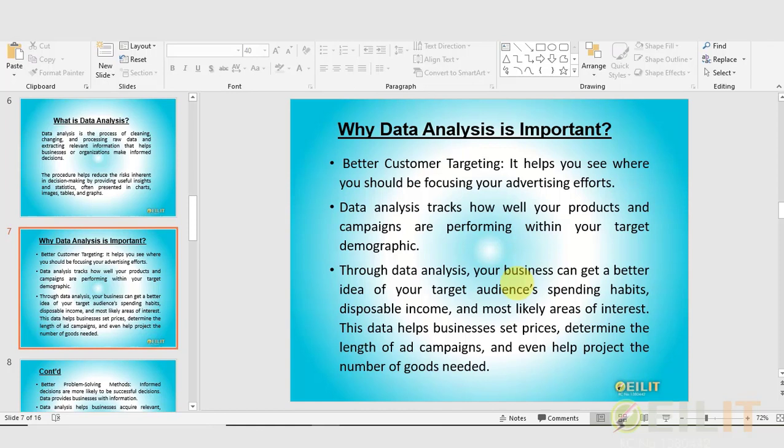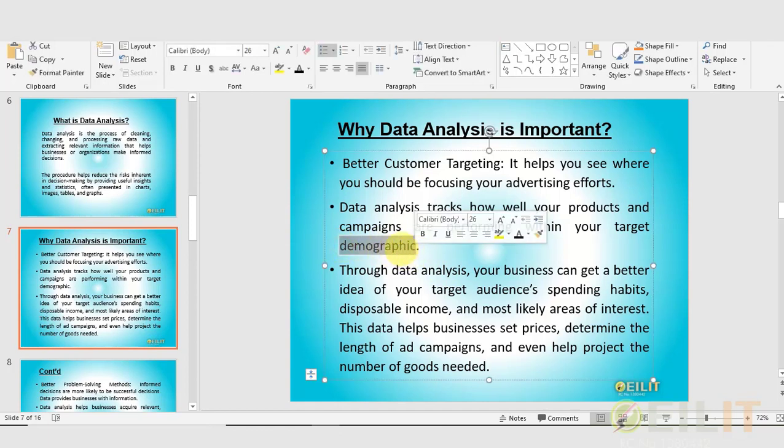And number two is that it also helps you to track how well your products and your campaigns are performing within your target demographic. Now, this demographic involves gender, it could be population, it could be incomes, it could be a certain age range. So you are able to find out how your products and your campaigns are performing within your target demographic. So you need to first of all identify your audience, and this audience is your demography.